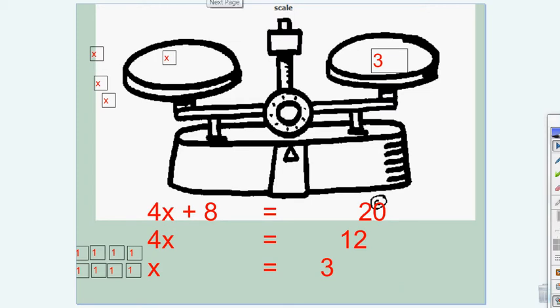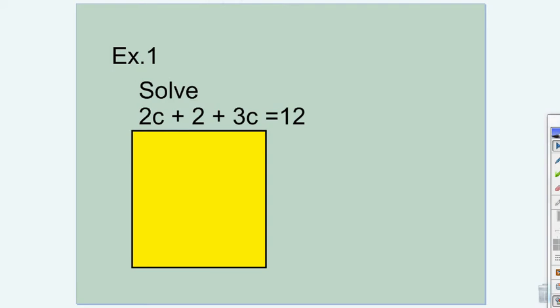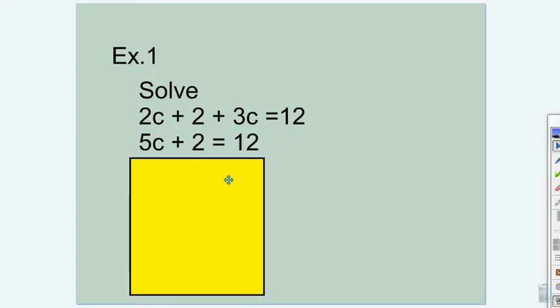So that was not really our first example. This is our first example: 2c plus 2 plus 3c equals 12. The left side of the scale has 3 terms: 2c, 2, and 3c. I, of course, can combine like terms. Step 1, what can I combine? 2 and 3: 2 cats and 3 cats. I got 5 cats. I don't know what I'm going to do with 5 cats.